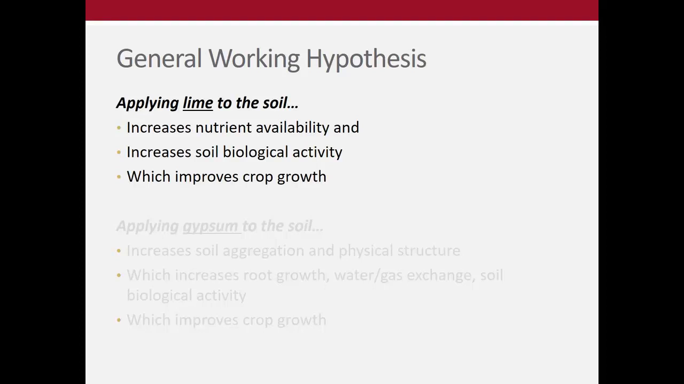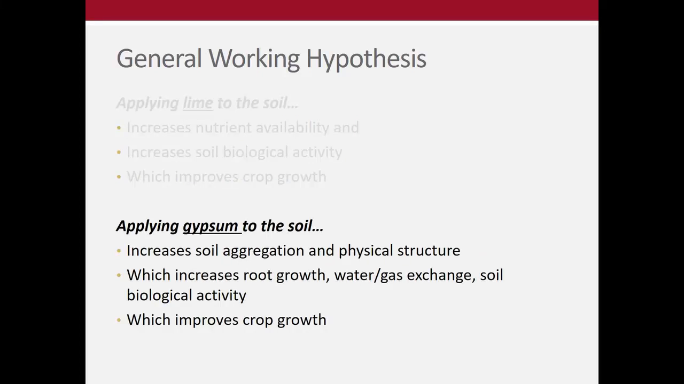Okay, so here's our working hypothesis. Adding lime increases nutrient availability and increases soil biological activity. We know that biology is strongly influenced by pH, and one of the most important things you can do as a grower, if you're trying to get your microbes all juiced up and revving, is not adding bugs in a jug, but actually fixing your pH and getting it at an optimal level. Adding gypsum to the soil increases soil aggregation and physical structure, increases root growth, water and gas exchange, and increases biological activity. These indirectly improve crop growth.